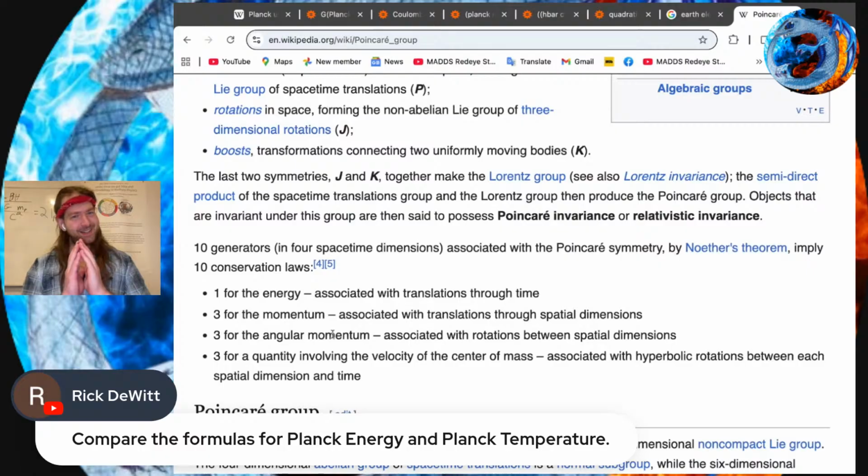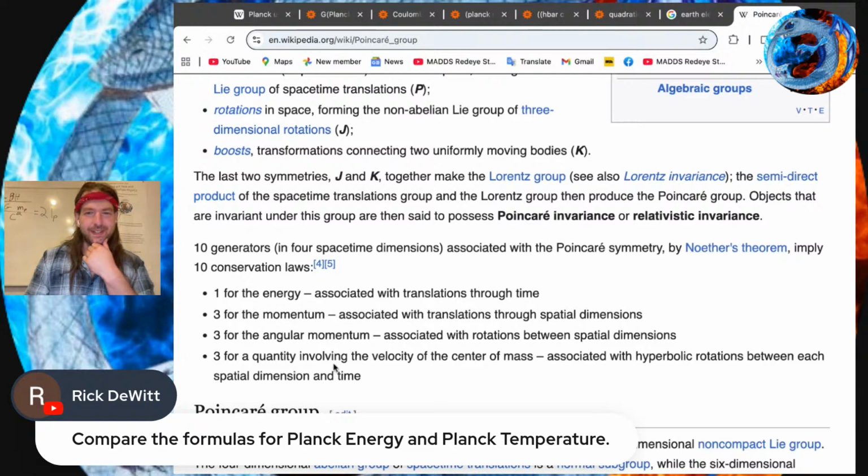Okay, so energy is a single dimension. Momentum, it's like, all right, you've got your X, Y, Z axes. You could be going this way, but you're also going kind of this way. So you have to translate for your coordinates. Three for the angular momentum, so you could be rotating in a particular way.